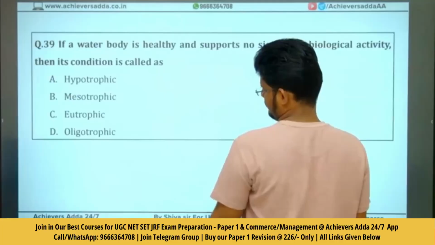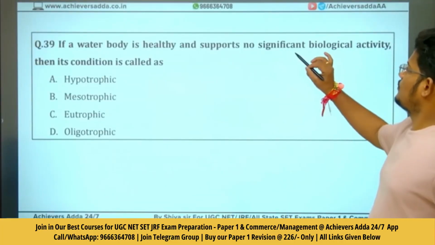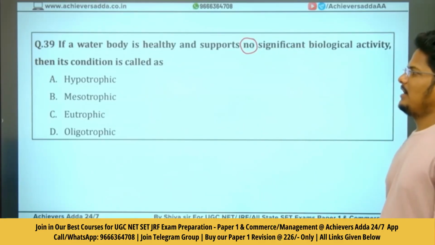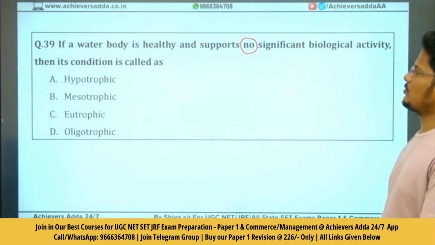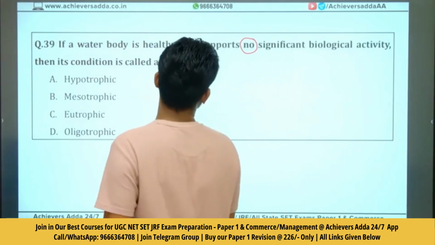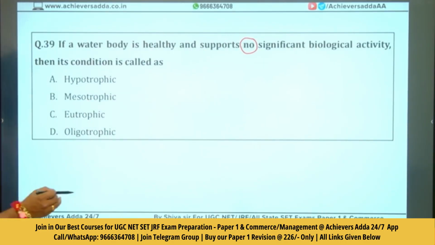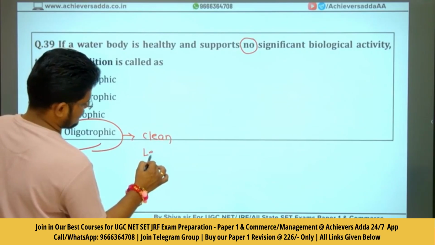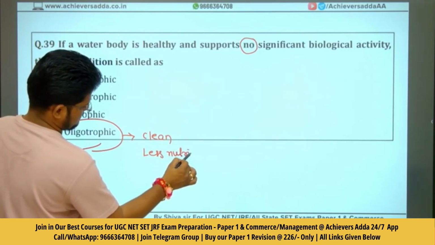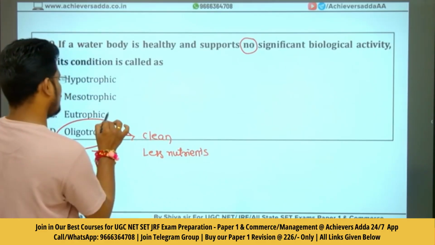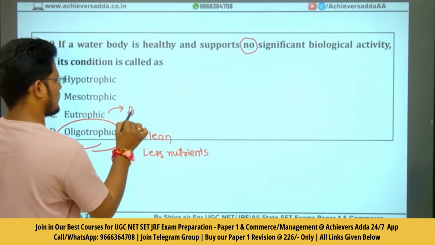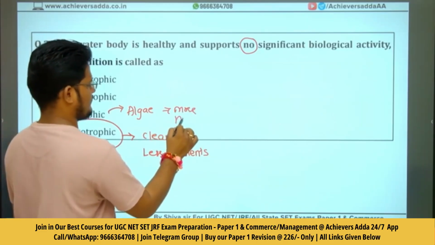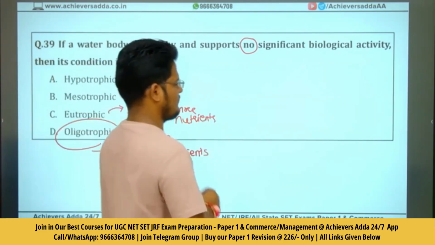Ignitability also was there. If a water body is healthy and supports no significant biological activity, then its condition is called hypotropic, mesotropic, eutrophic, oligotropic. It's oligotropic. As we have seen, oligotropic is very clean water but with fewer nutrients. Eutrophic will be algae water. Algae blooms will be there. Here more nutrients will be present and a very bad smell will come.